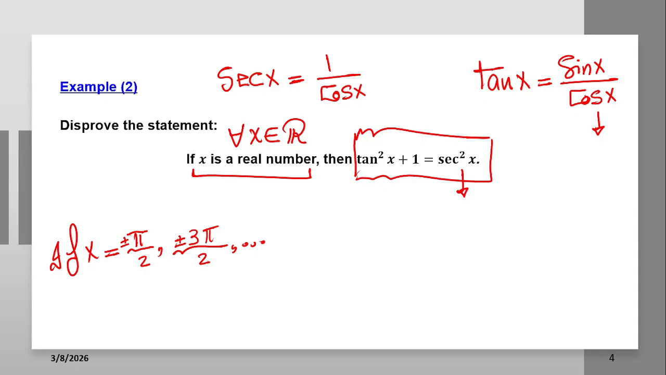This means that tan square plus 1 and sec square both have no numerical value at these values. Consequently, tan square plus 1 and sec square plus 1 are not equal at these points. So x equals pi over 2 negative or positive, 3 pi over 2 positive or negative, and the same for 5 pi over 2 positive or negative. These values are considered counterexamples for this statement.